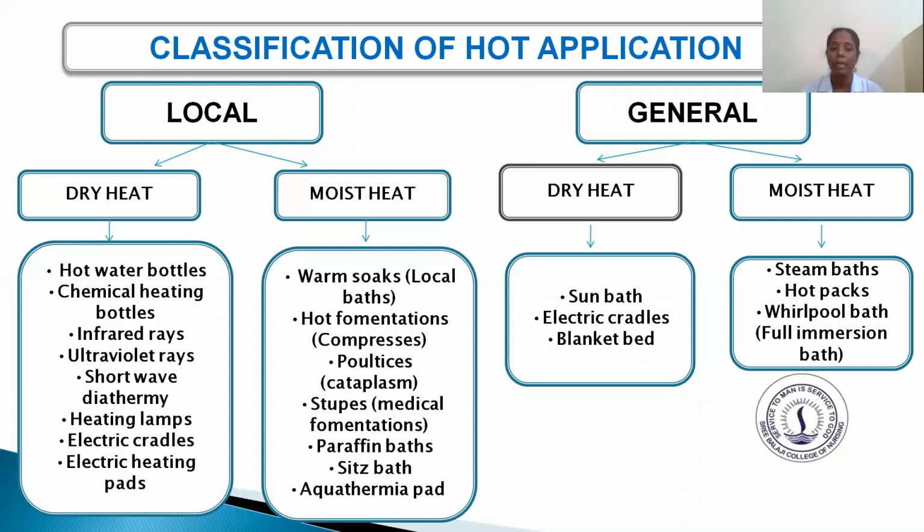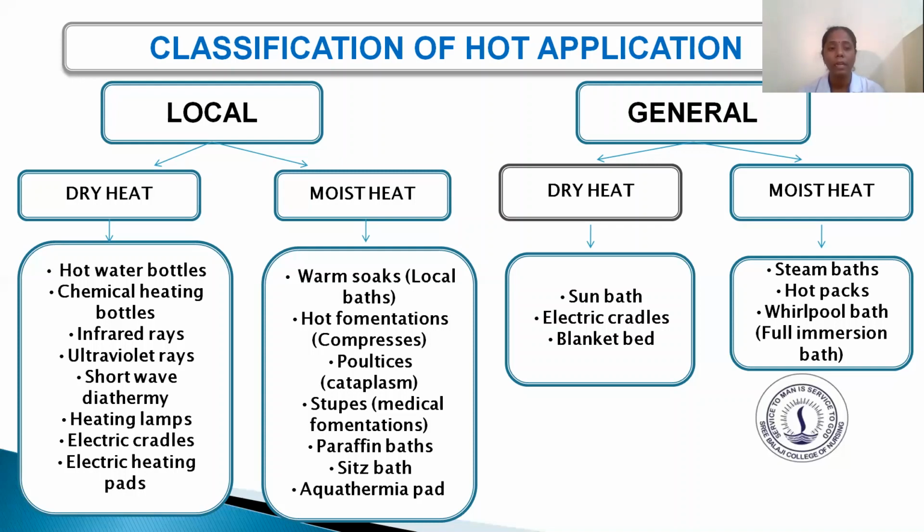That is dry heat. Another one is moist heat. One is steam bath, hot packs, and whirlpool bath. It is a full immersion of the skin or the particular affected part. So immediately the wound healing process takes place easily, and the infection is reduced to recover from the disease. That is moist heat. So classification of hot application: one is local, one is general. In local, there are dry heat and moist heat.